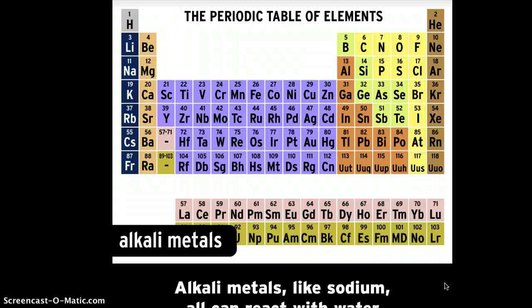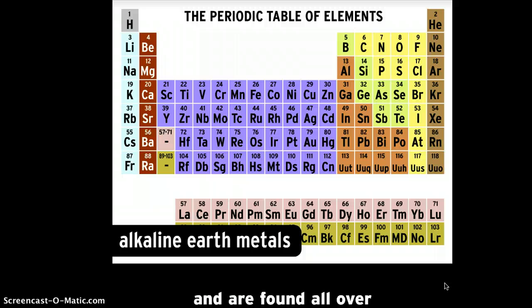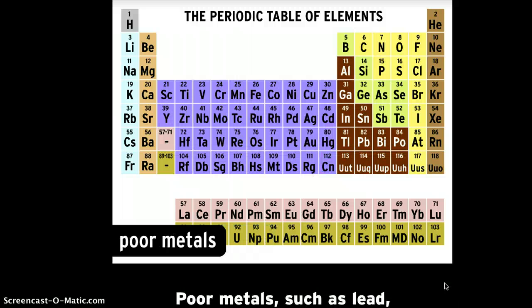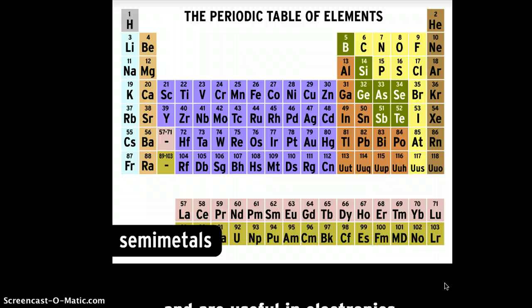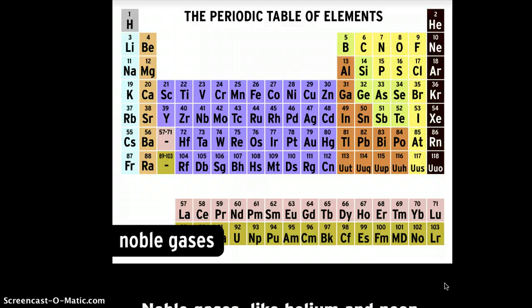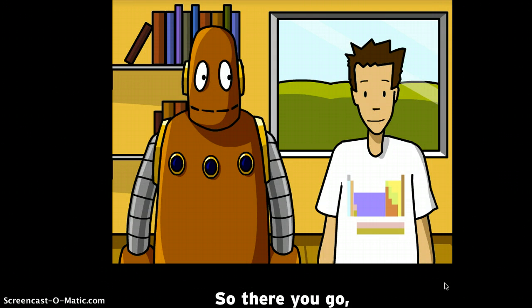Alkali metals like sodium all can react with water to produce alkaline solutions. Alkaline earth metals, like calcium, also produce alkaline solutions when combined with water and are found all over the place on Earth. Transition metals, like iron, are strong and shiny. Poor metals, such as lead, are soft with low melting points. Semi-metals, like silicon, conduct electricity only under certain conditions and are useful in electronics. Nonmetals have a variety of properties and include the carbon, nitrogen, and oxygen vital to life on Earth. Noble gases like helium and neon have outer electron shells that are full, and so they don't often react with other elements. So there you go, the periodic table of elements.